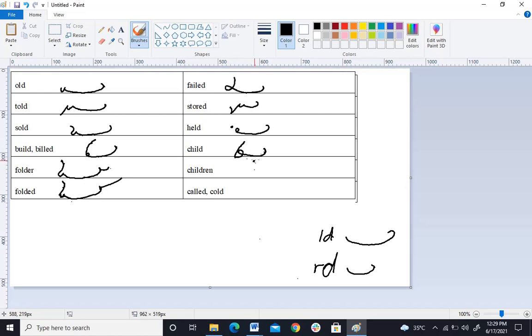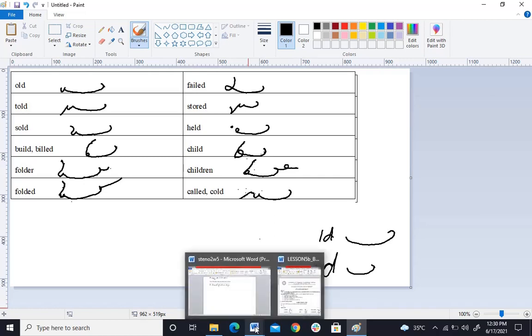Now, next, we have "children". So, we have C, H, E, L, D, R-E-N, children. Okay, next we have "called" and "cold", the same because they have the same sound, therefore they have the same stroke: K-O-L-D. Okay, so that's "called" for you. Okay, so that's the end of the lesson discussion.